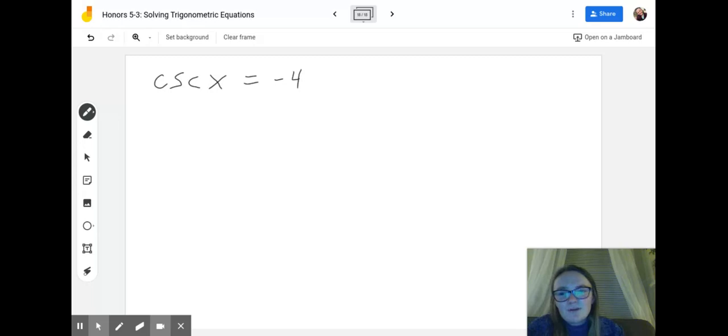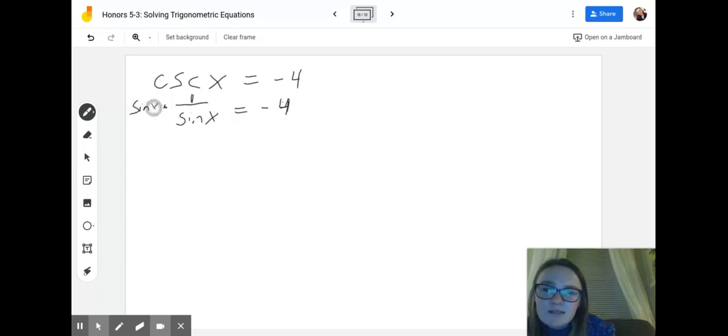Because I don't have an arc cosecant in my calculator, I might want to take the reciprocal on both sides. So another way of thinking about this is I could write it like this. Cosecant of x is the same thing as 1 over sine x, and negative 4 stays the same. To solve this in terms of sine x, I could multiply by sine x on both sides.